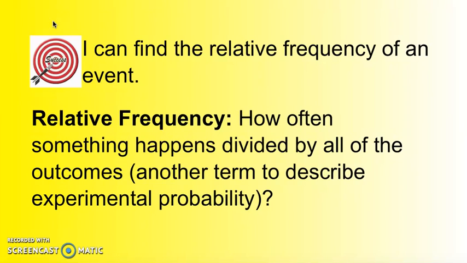Now, relative frequency is how often something happens divided by all the other outcomes. And so it's another term that describes experimental probability. We just got done watching a video on experimental probability, and it's very similar to that.